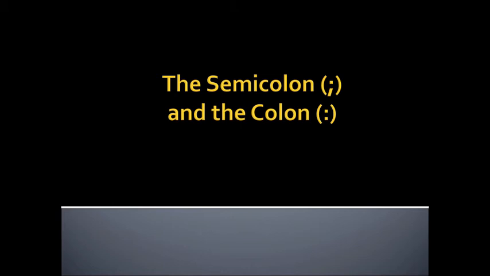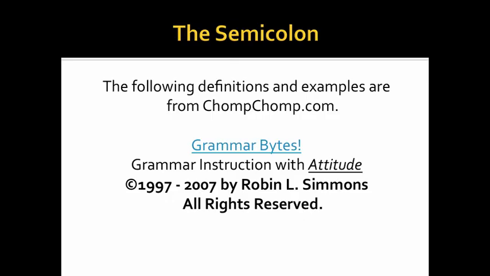The semicolon and the colon. These two punctuation marks are sometimes confused by students, but they actually have very different meanings, and they're not so hard to use once you know how. A semicolon is a period on top of a comma, and a colon is a period on top of a period. And the following examples come from chopchop.com.